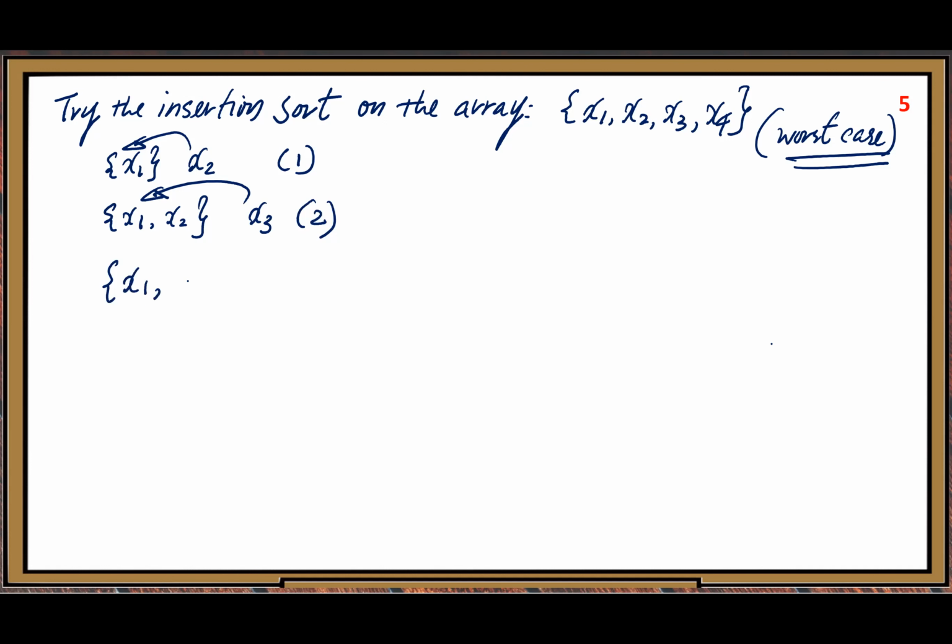After that, you have x1, x2, x3 sorted, but your last element x4, you need to make it join with the first 3 elements and find its right position. For the worst case, how many comparisons do you need? You need to compare it with x3, x2, and x1. So for the worst case, you need 3 more comparisons. After that, you get the whole array sorted.